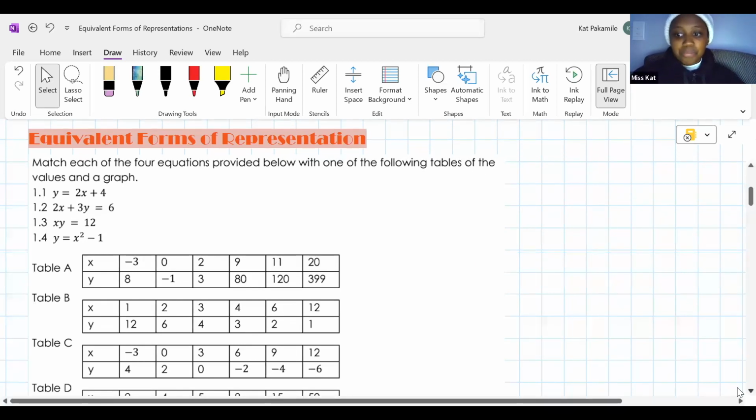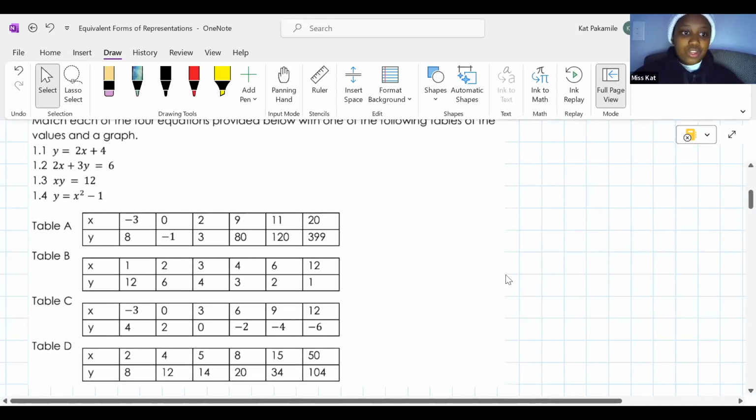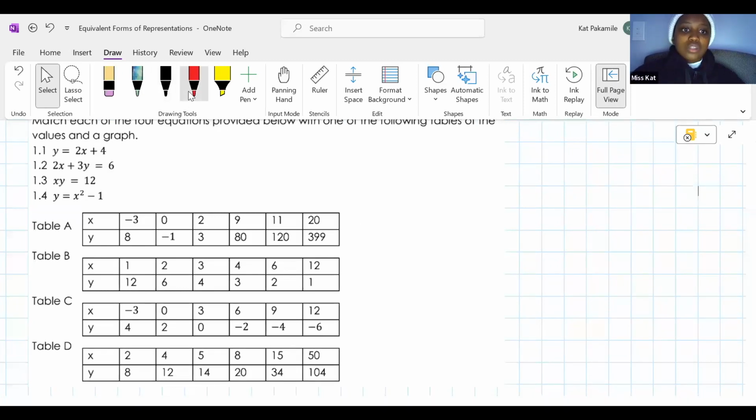All right, let's check what's happening here. I have 4 equations on the screen right now and 4 tables. We're going to start off our lesson by matching the equation with the table. The best way to do this is to substitute.